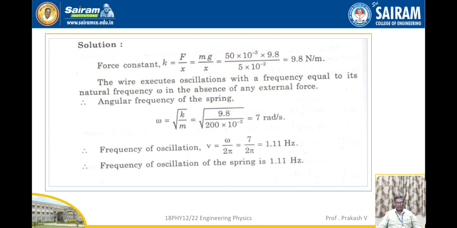Therefore, the frequency of oscillation mu is equal to omega by 2 pi, that is equal to 7 by 2 pi. So after simplification, the value of mu is equal to 1.11 Hertz. Therefore, the frequency of oscillation of the spring is calculated as 1.11 Hertz.